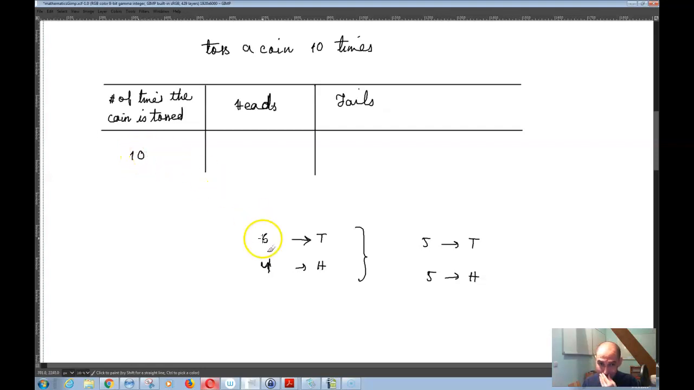Now, both of these numbers would somehow converge towards basically 5, half of the total number of times that you toss the coin. But if you toss the coin 10 times, you don't quite get to 5 if the number is so low. Now, if you increase this number, for example, to 100 times, then this number converges more towards the half of the number of times that you toss the coin.